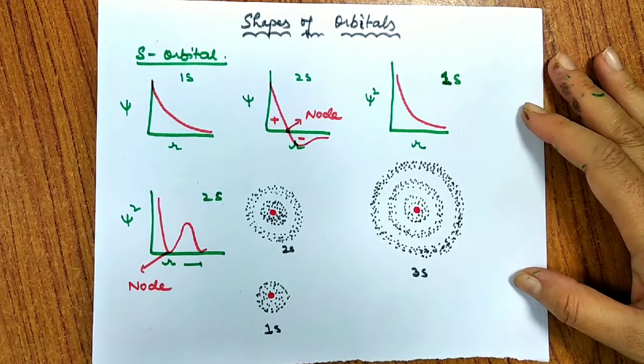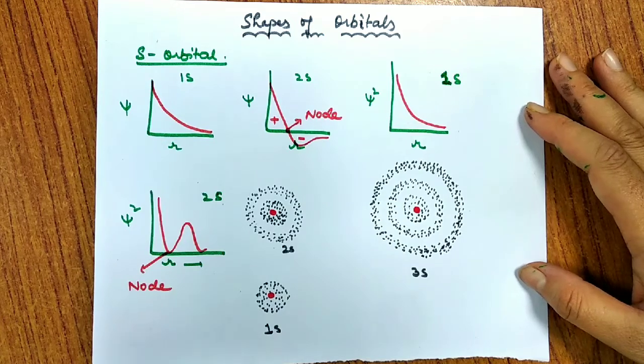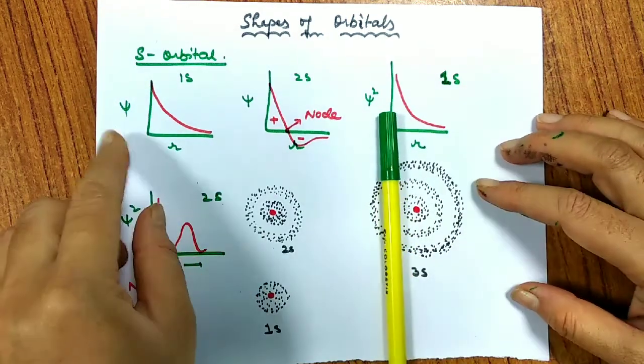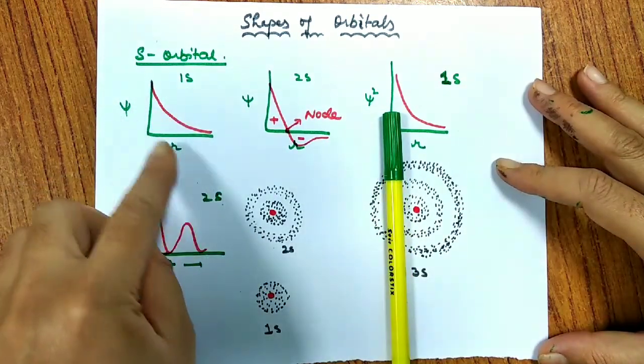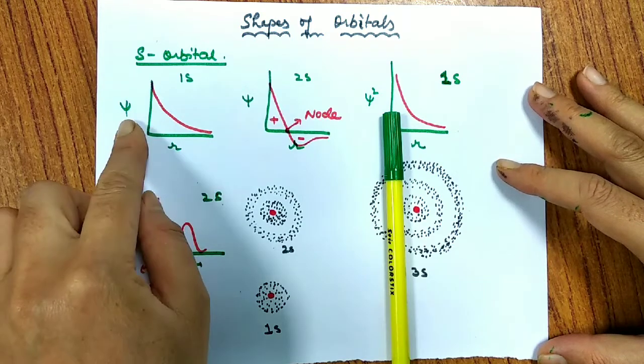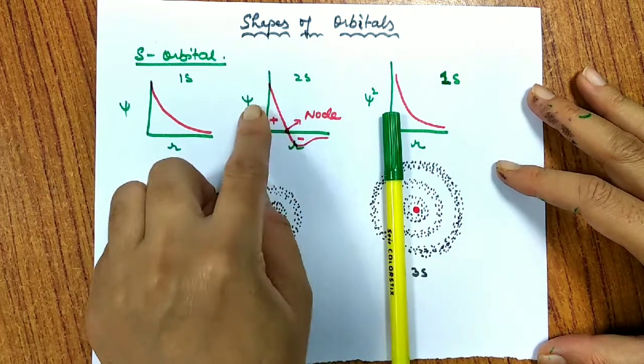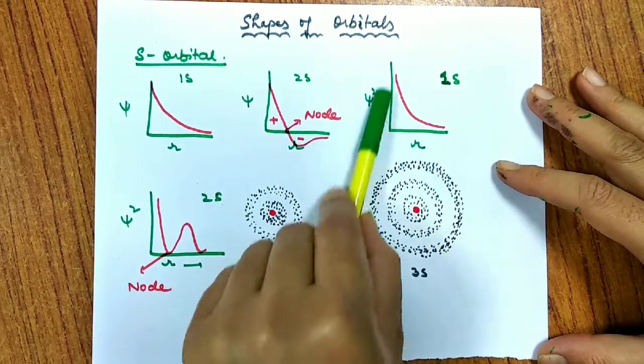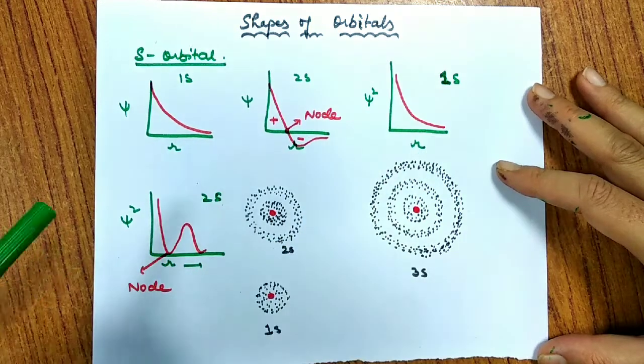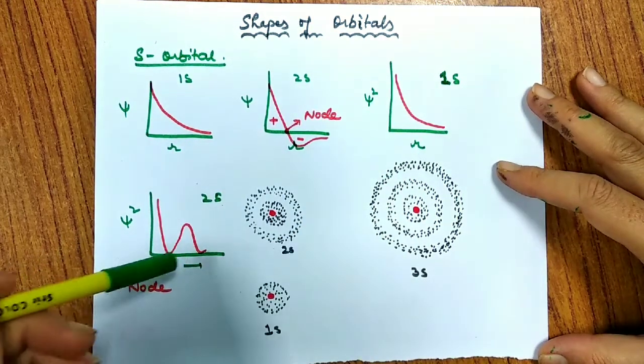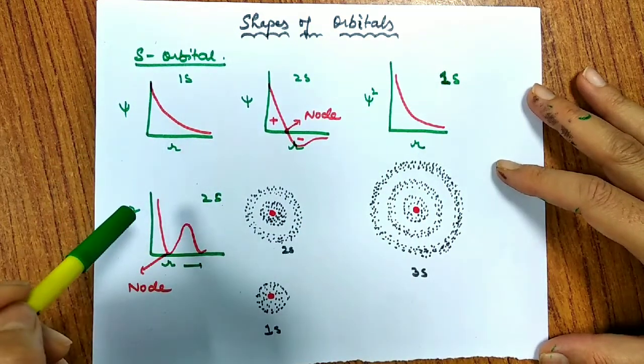When we talk about probability, we observe these different curves. This is the 1s curve between psi and r, radius and psi, where psi is the wave function. Then 2s for psi and r. Then I have taken the probability, psi square and r, for 1s and 2s respectively. We'll discuss these curves one by one.